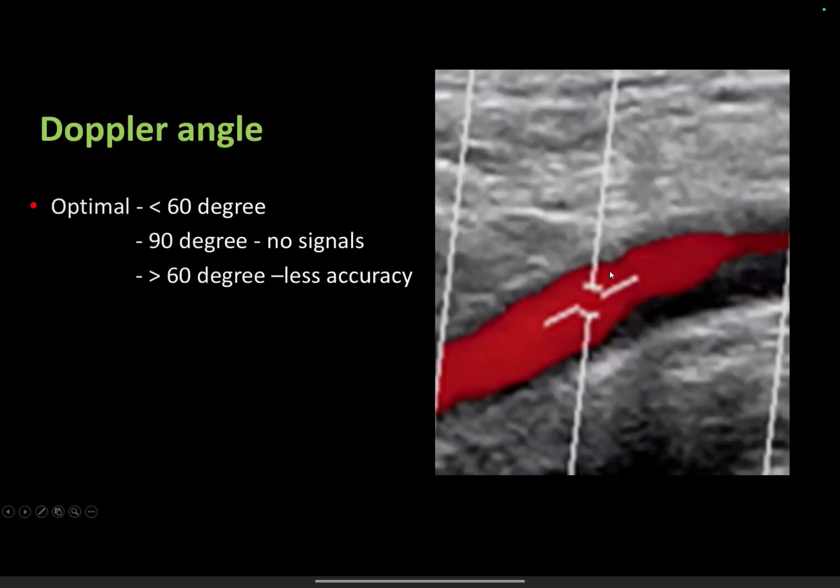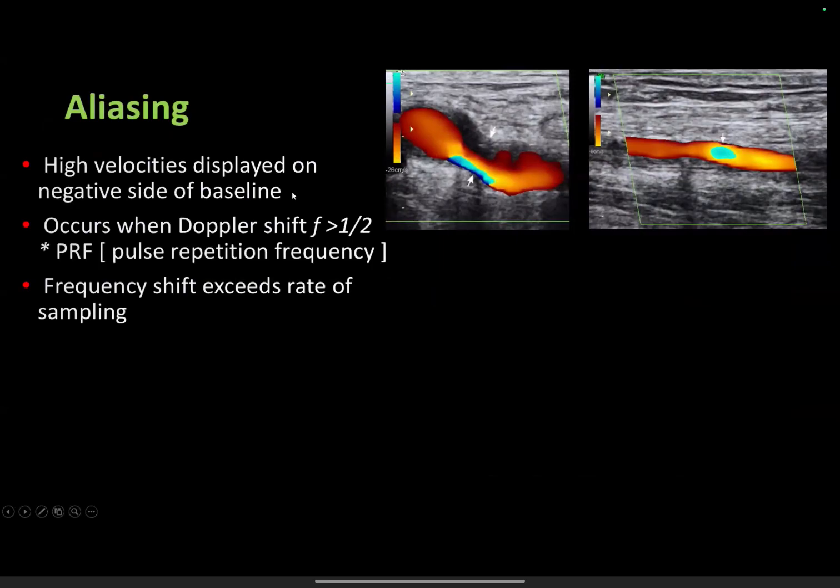Angle should be corrected, and it should be kept less than 60 degrees to get accurate velocities. At 90 degrees, we don't see any signals, and if it is more than 60, then there is less accuracy. Now, aliasing, another important artifact we encounter during color as well as in spectral display.